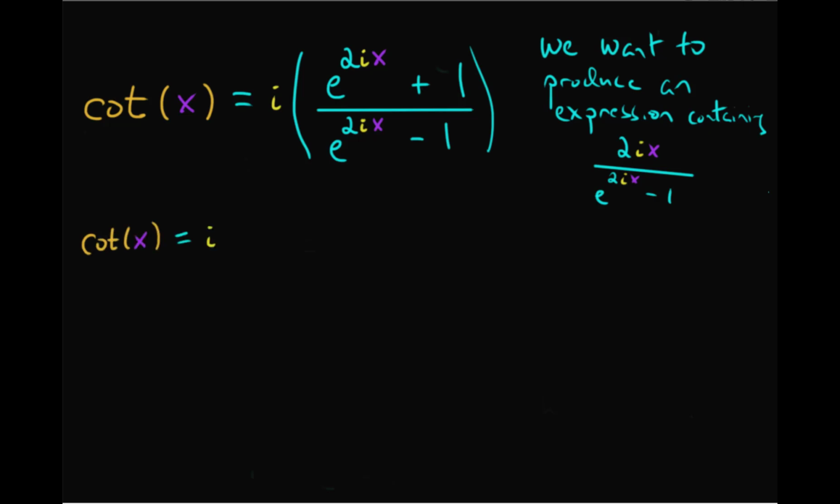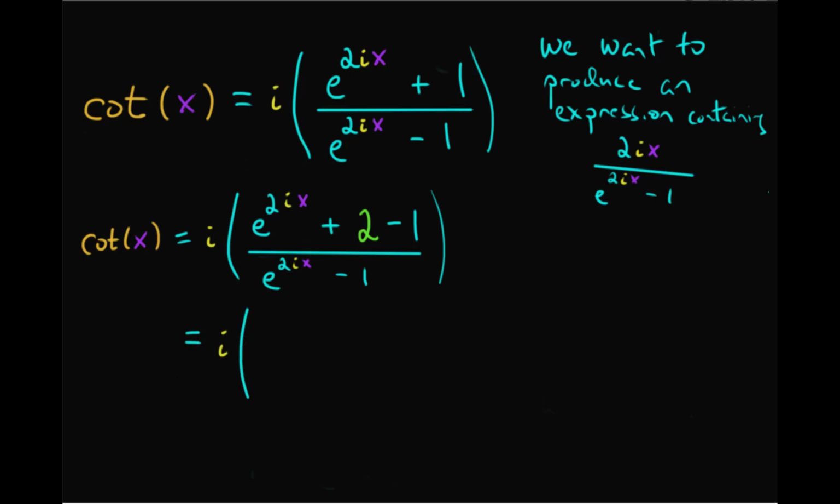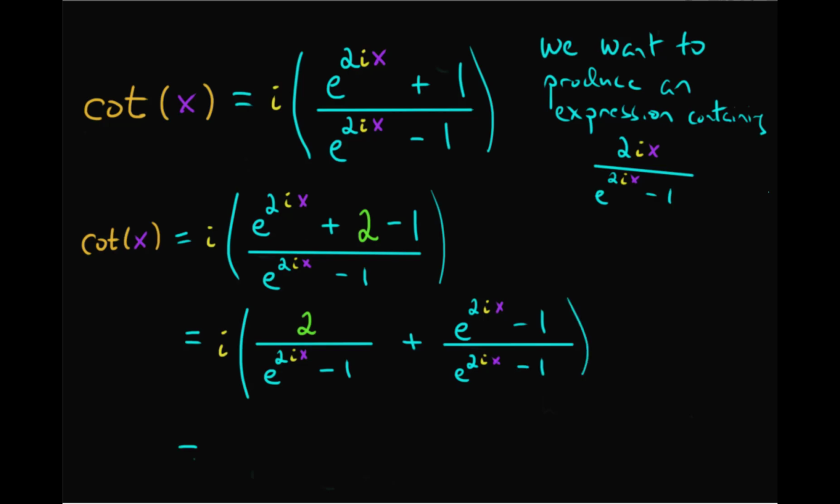I'm going to rewrite the numerator of this expression for cotangent of x as e to the 2ix plus 2 minus 1. That's the exact same quantity as e to the 2ix plus 1. I've just written a plus 2 and then a minus 1 there. But look what happens when we do that. We then have that cotangent of x equals i times the quantity, and now I can split the fraction up, 2 over e to the 2ix minus 1 plus e to the 2ix minus 1 over e to the 2ix minus 1. Well, that second term just cancels out to being 1.